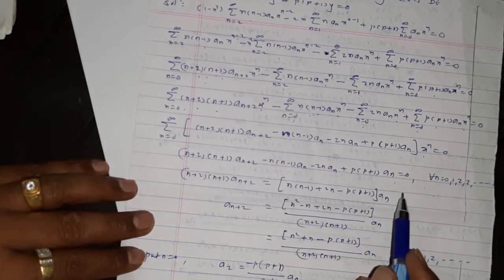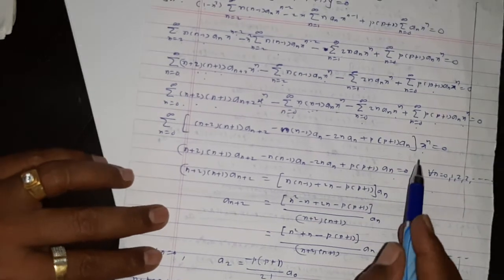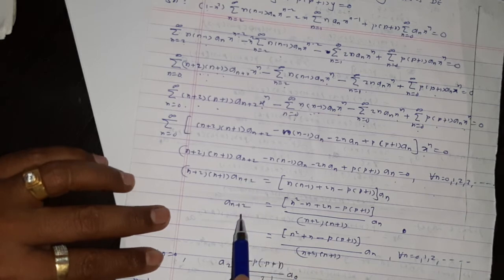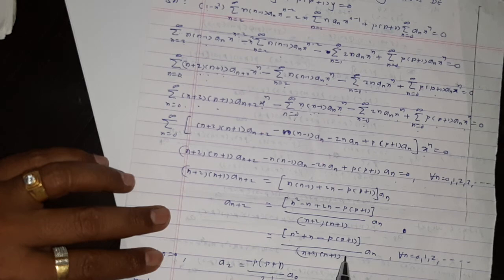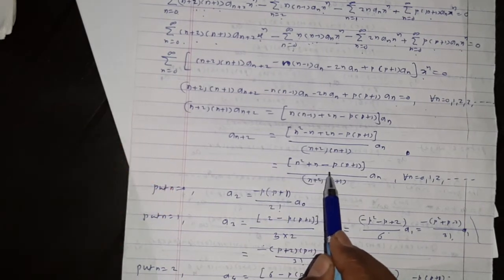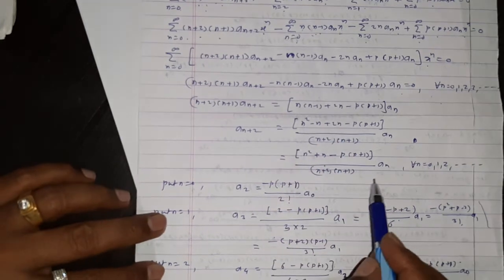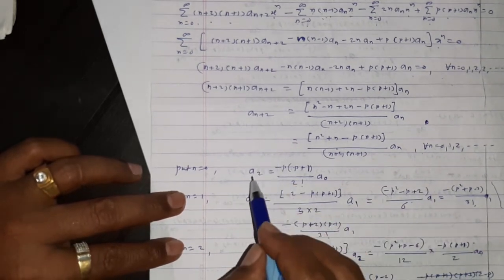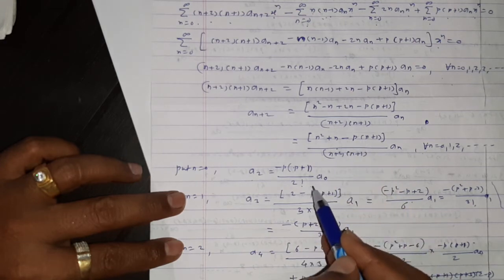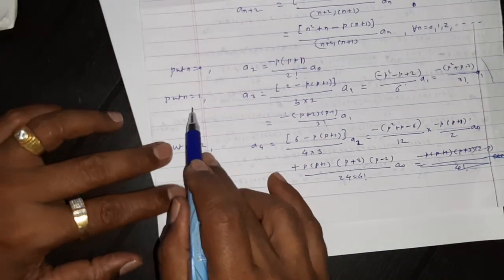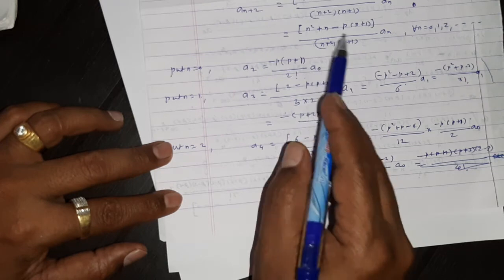So we have this equal to 0 for all n equal to 0, 1, 2, 3 up to infinity. Then find the value of a n plus 2 from this equation. This is the value of a n plus 2, with n square plus n minus p plus 1 in the calculation. From this step, substitute n equal to 0. What do we have? For n equal to 0, a2 is equal to this. Then substitute n equal to 1 in this formula. Then we have a3 equal to this by substituting n equal to 1.